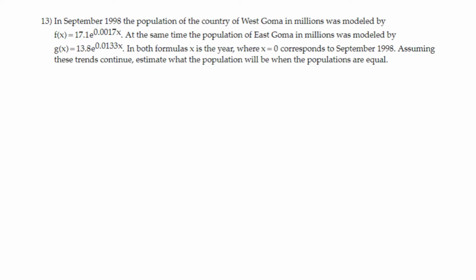All right, here's a couple of good exponential equations. The first one says the population of West Goma was modeled by this function, and East Goma modeled by that function, and x corresponds to the number of years. Assuming trends, when will the populations be equal? So what they're asking is, when will f of x be equal to g of x? So they want to know when the populations are the same.